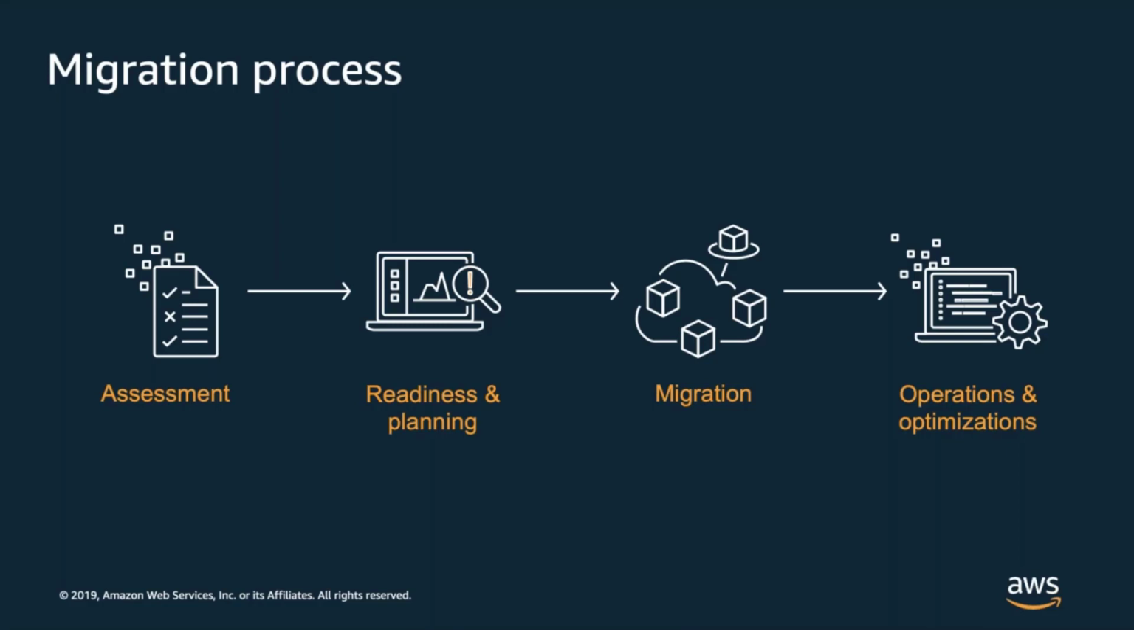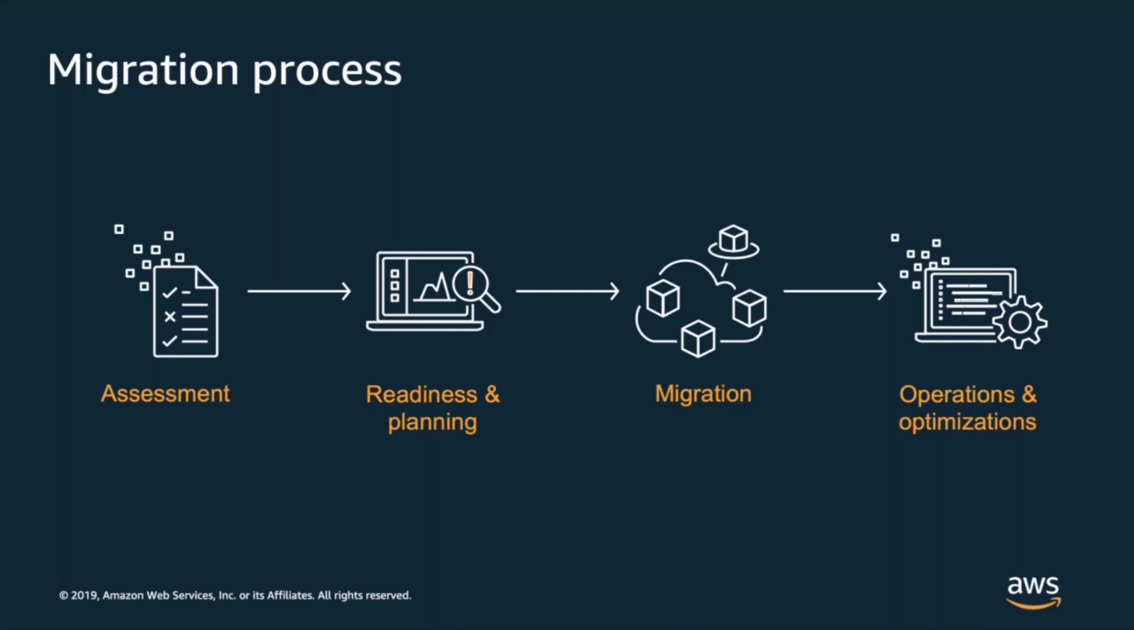The third phase is the migration execution phase. In this phase, you will start moving workloads from on-premises to AWS, and you will use automation tools like AWS Server Migration Service to perform those migrations. And we will discuss a lot more about the migration phase today.